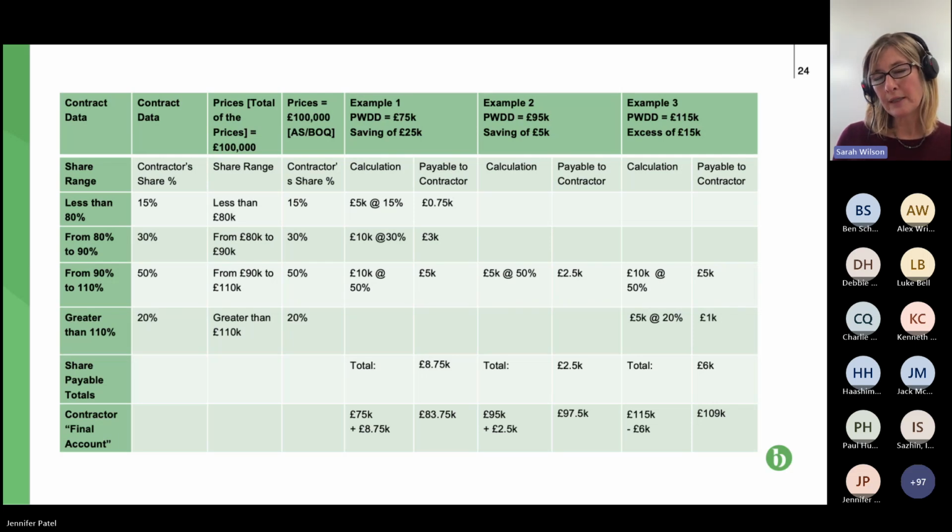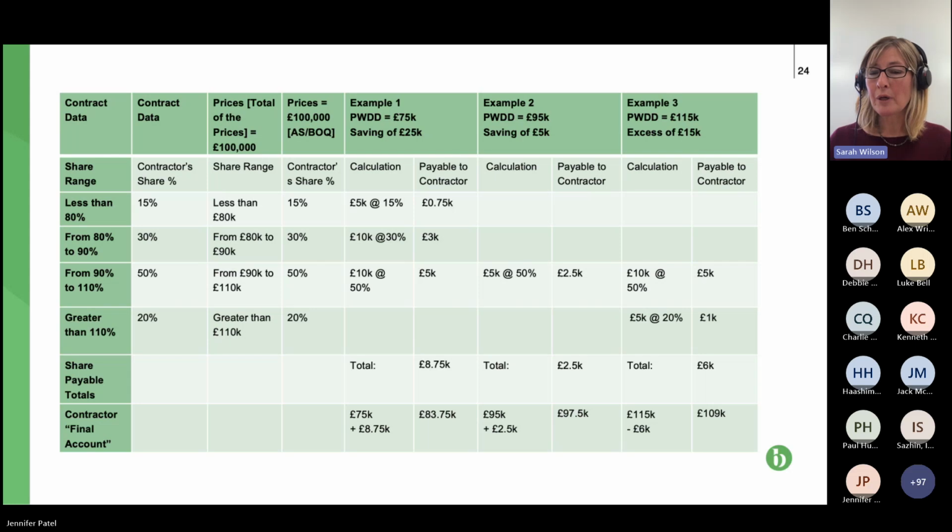In the example one, right-hand side, the one below it says 10k at 30%. So that's all of the 80% to 90%, which is the 80 to 90,000. So that's £10,000. Contractor gets 30% of it, which means the contractor gets 3,000. So example one, in the right-hand column, you've got the 0.75, you've got the 3k, you've also got the 5k, and at the end it says the total is 8.75k. That's right. Yep, the maths is right there.